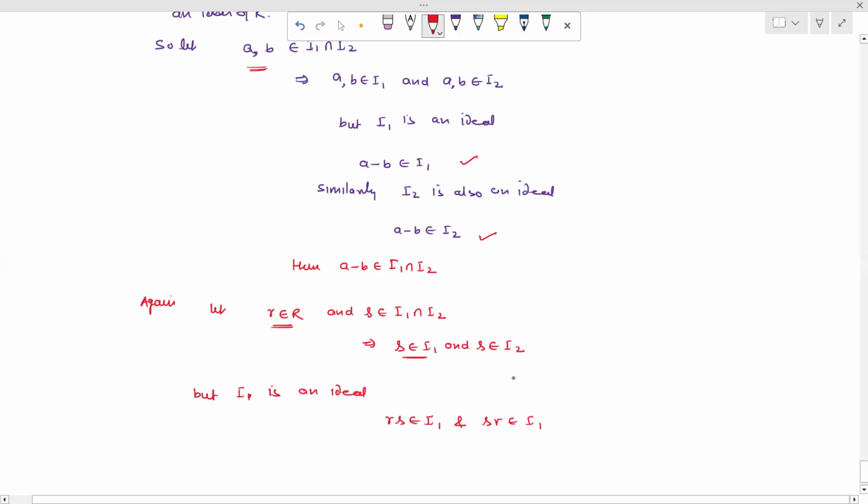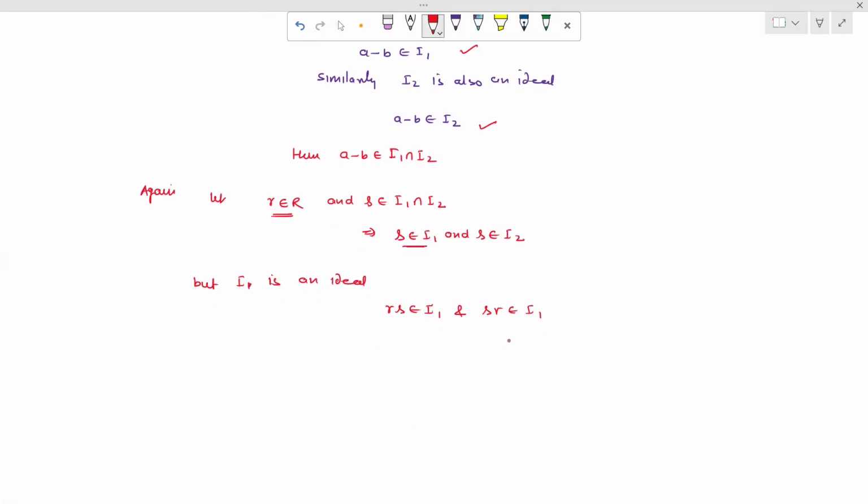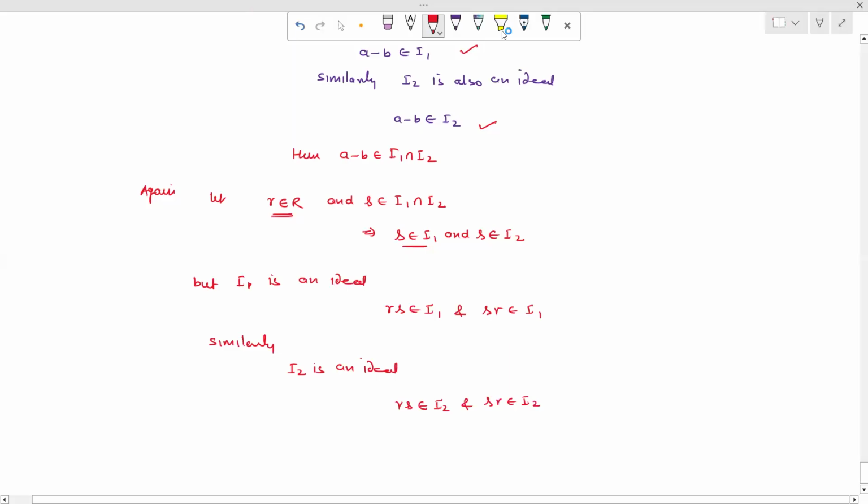तो ये definition है, definition का second part है. Now similarly, I2 is an ideal. So then we can write rs belongs to I2 and sr belongs to I2. अब यहाँ पे हम देखते हैं कि जो rs है वो I1 को बिलोंग कर रहा है, rs हमारा I2 को बिलोंग कर रहा है. सिमिलरली sr belongs to I1 और sr belongs to I2. तो ये कहाँ से लिखा है हमने? We use the definition. तो यहाँ से हम भी क्या लिख सकते हैं?